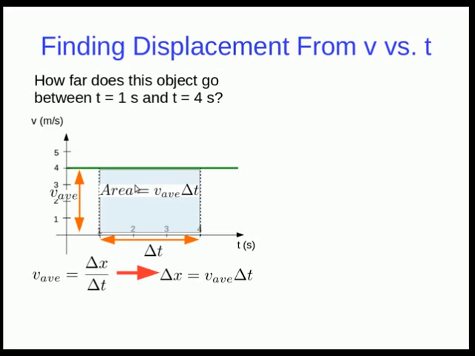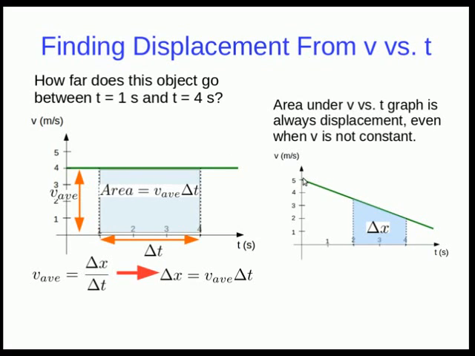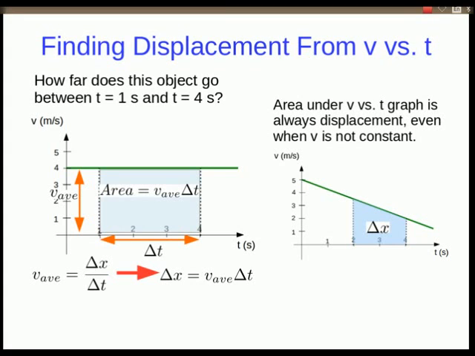Well, that's very useful because it turns out that that always works. Even when the velocity isn't constant, the area under the v versus t graph is always the displacement. And to really show that, you need calculus, so we're not going to, but it is something that's useful.